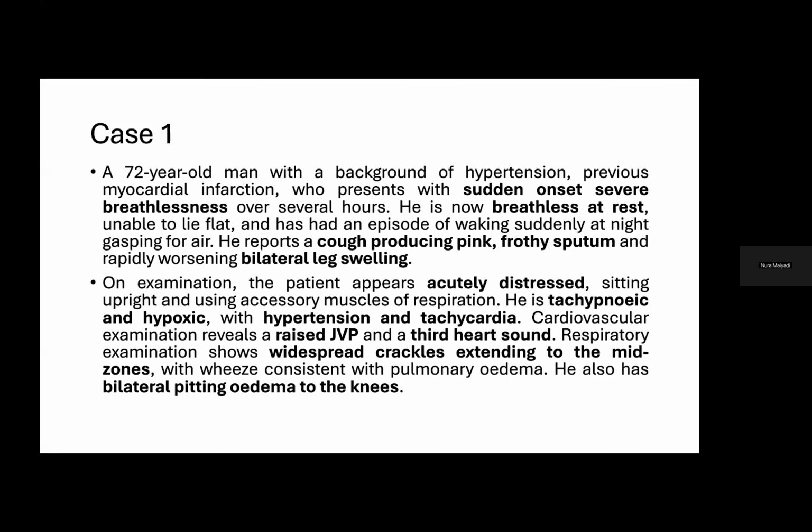Examination-wise, general examination: he is distressed, tachypneic, hypoxic with low saturation. His blood pressure is high. His heart rate is tachycardic. Cardiovascular-wise, he has a raised JVP. He does have a third heart sound. He has some crackles in his back. And you've also noticed bilateral lower limb edema.